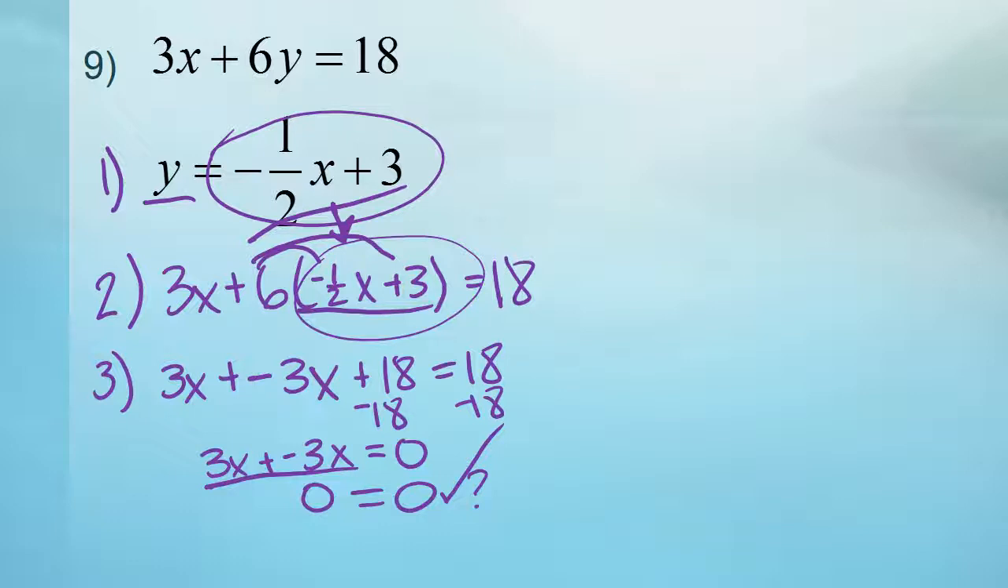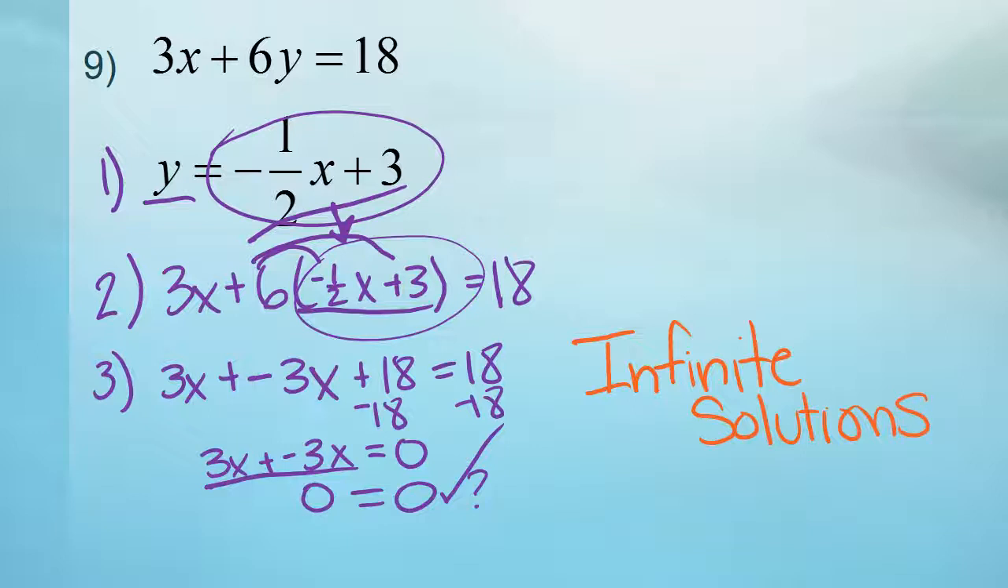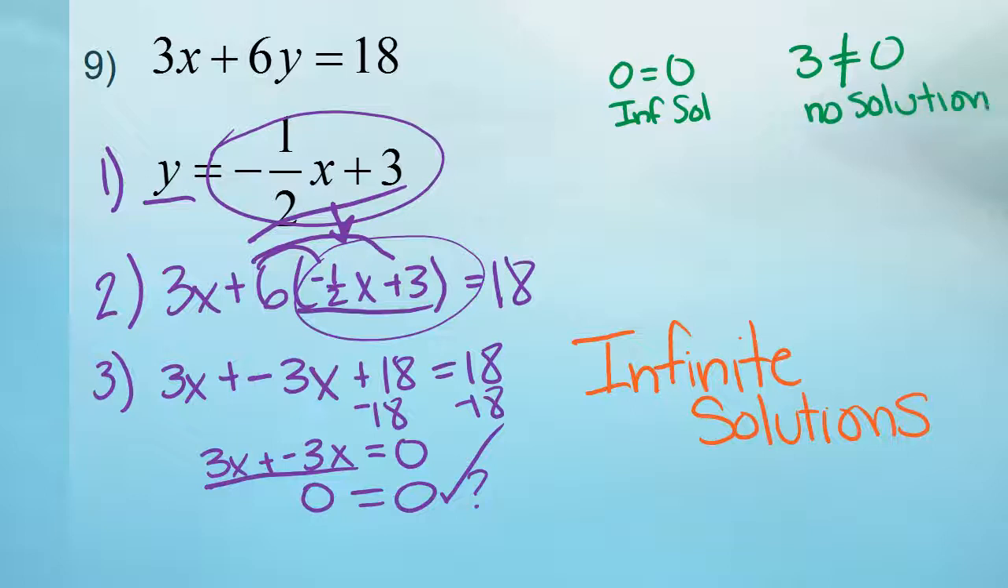What does that mean? That means there's infinite solutions. Meaning if I was to graph it, I would actually end up with the same line. So just a quick reminder, if you end up with a number equal to itself, that's infinite solutions. If you end up with a number not equal to itself, that's when it's no solution. Okay, so just a refresher that you might have an answer that looks like that as well.